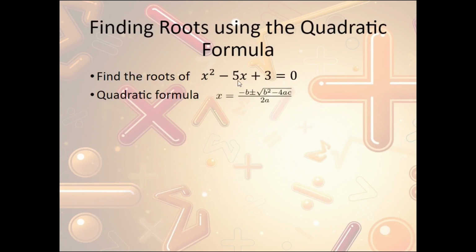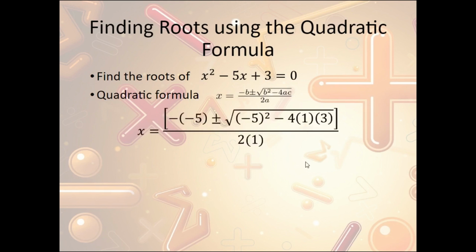Okay, so let's take a look here. We're given x squared minus 5x plus 3 is equal to 0, and we're asked to use the quadratic formula. So we're going to plug in. Negative b, so that becomes negative 5, which is positive 5, plus or minus the square root of negative 5 squared minus 4 times a, which is 1, times c, which is 3, over 2 times a, which is 1. And we end up with this. So all I did was plug in to the formula.